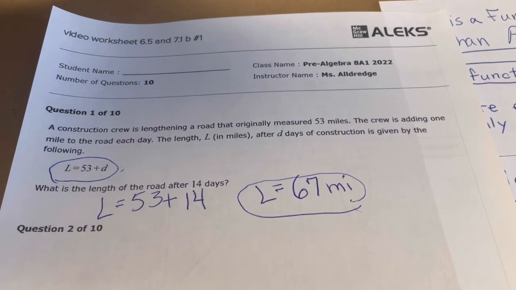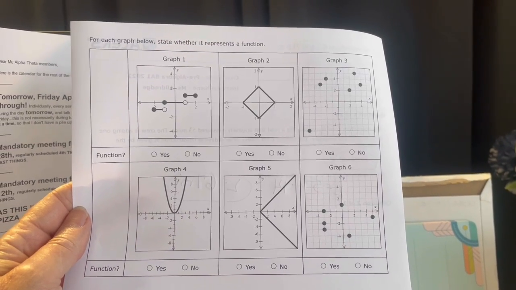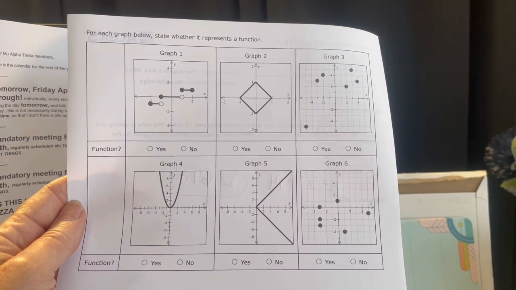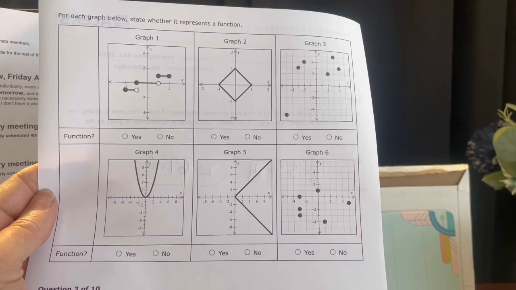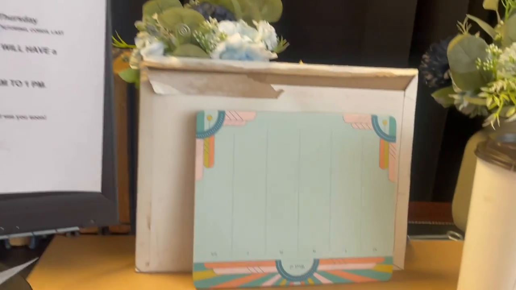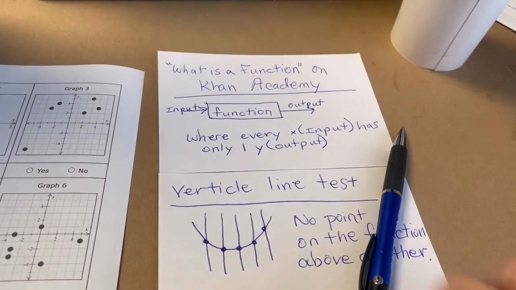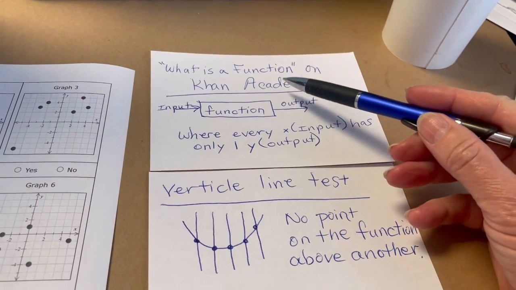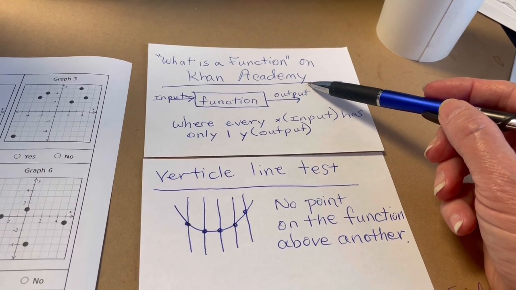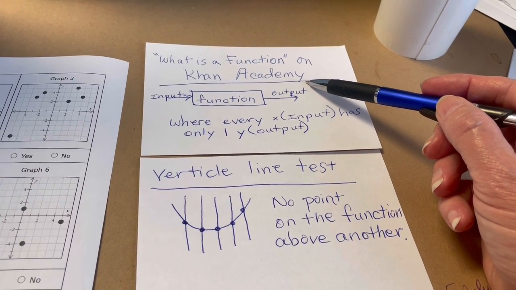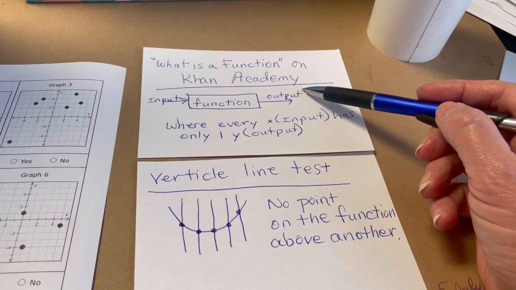And let's see if I can get that a little better. So this is number 2, which tells us for each graph below, state whether it represents a function. So the first thing we need to do is know what a function is. So right here, we have some help on functions. What is a function, which is a movie on Khan Academy, is very helpful. It's 7 minutes long if you would like to watch a more thorough explanation of what a function is.